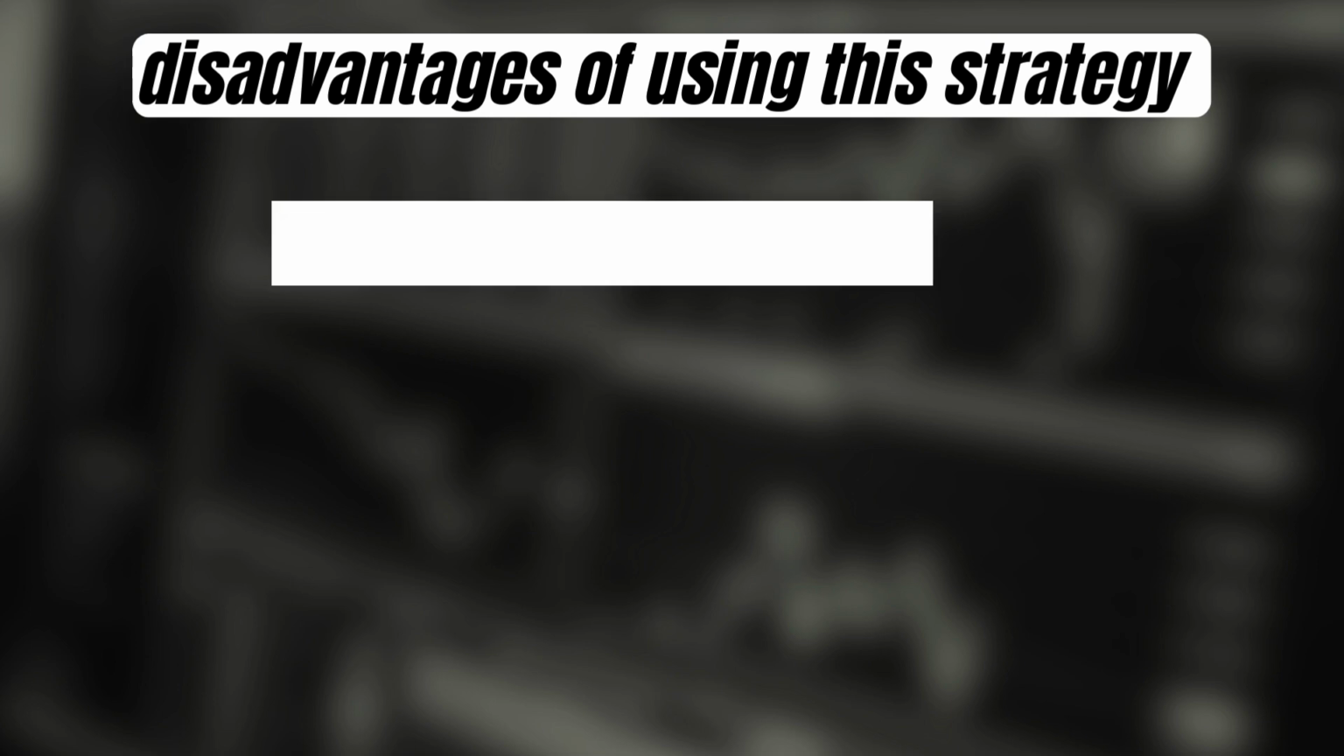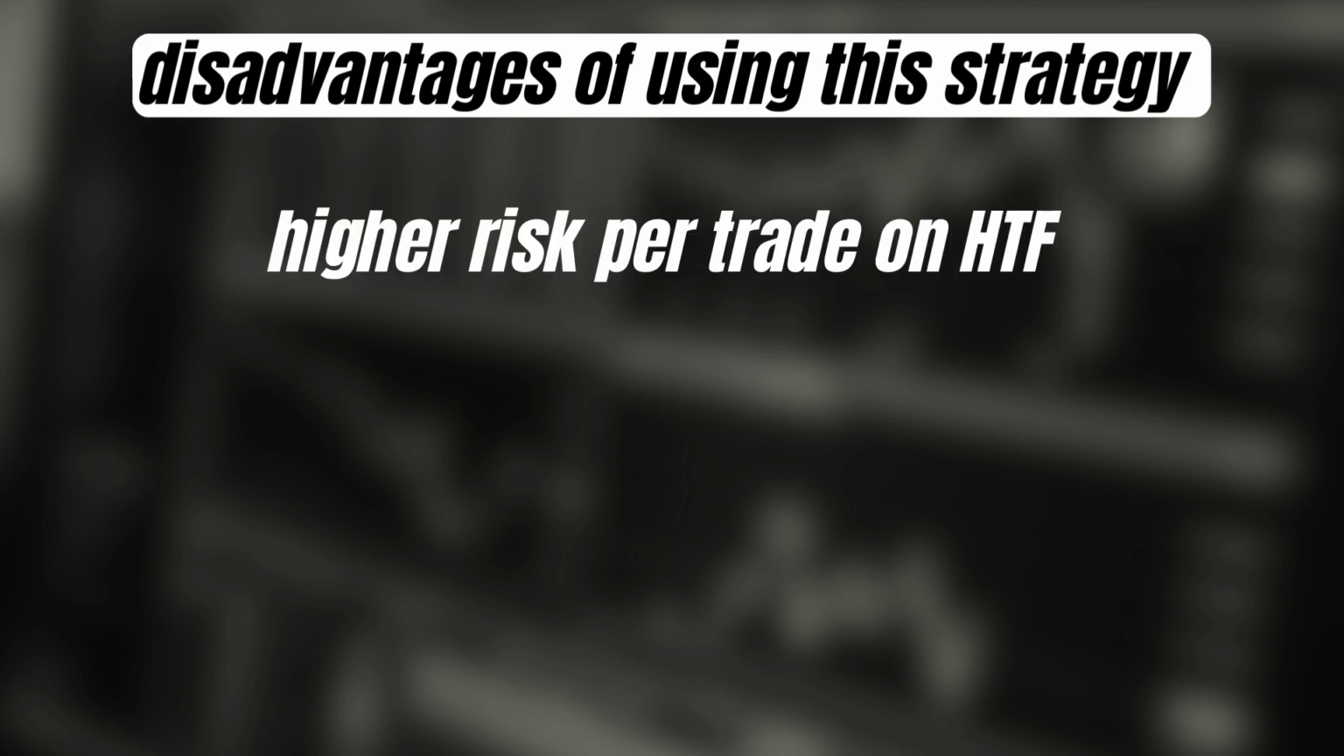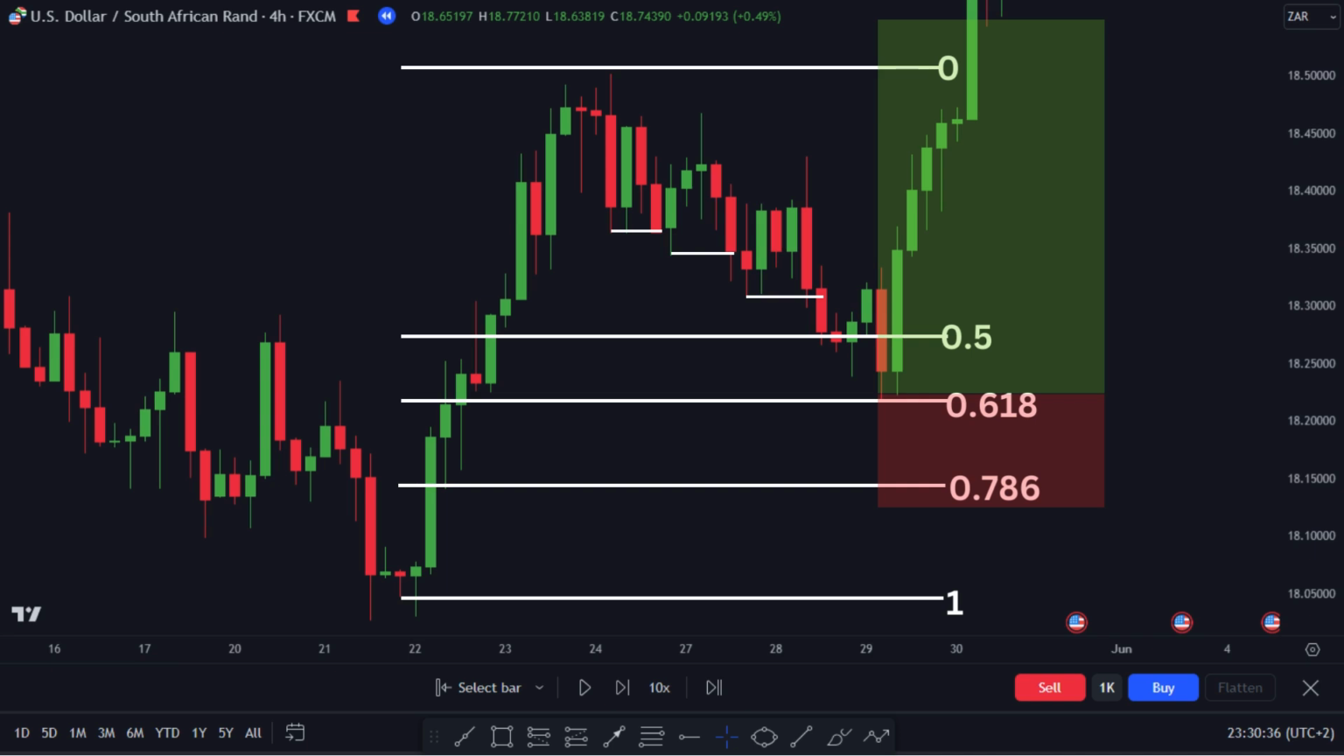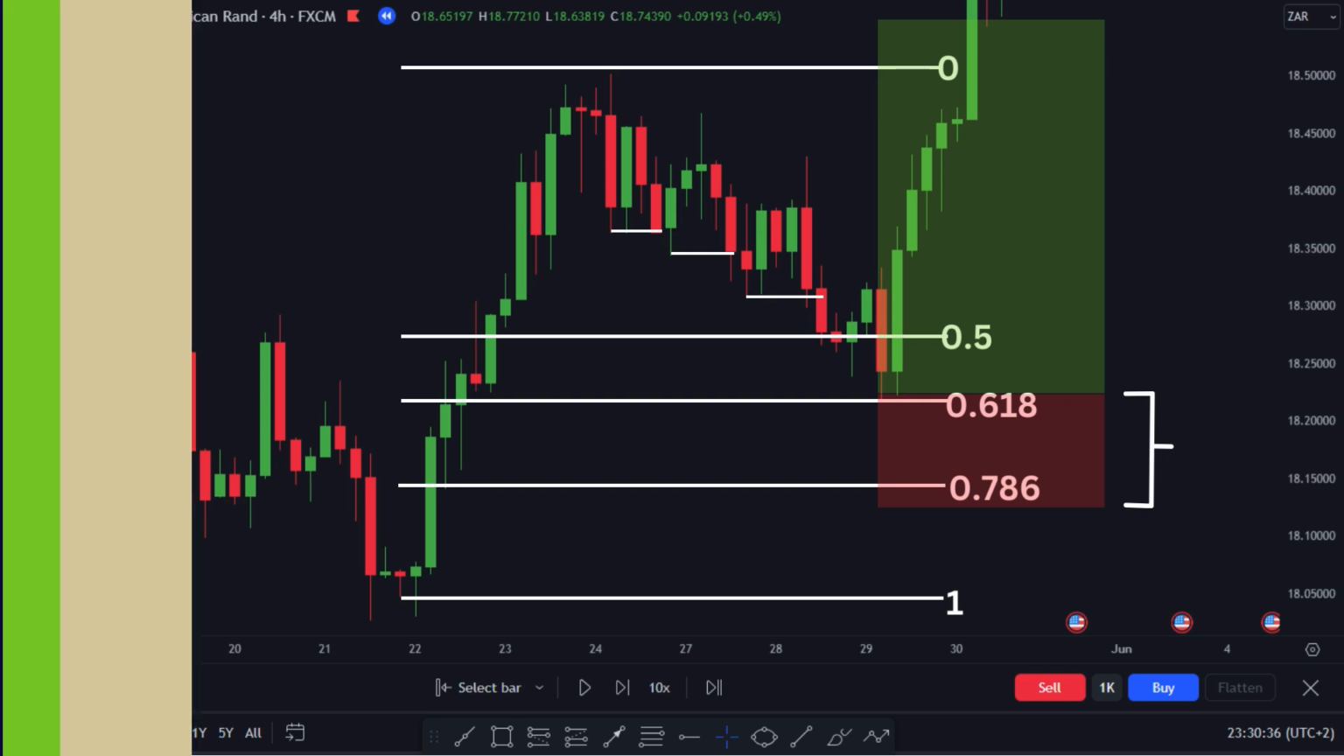First, you will experience higher risk per trade when trading on higher time frames. In this example, you can see how far away your stop loss is from your entry point. However, it's important to note that this only occurs on higher time frames. For the same setup on a lower time frame, you would risk less per trade.